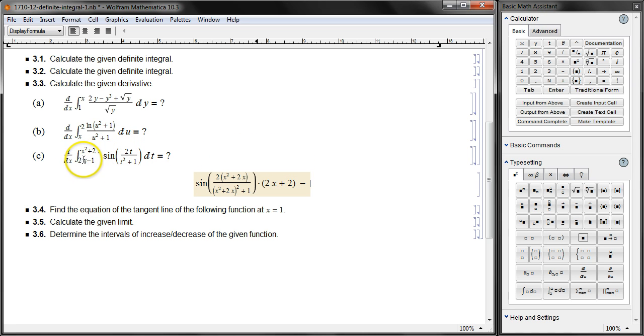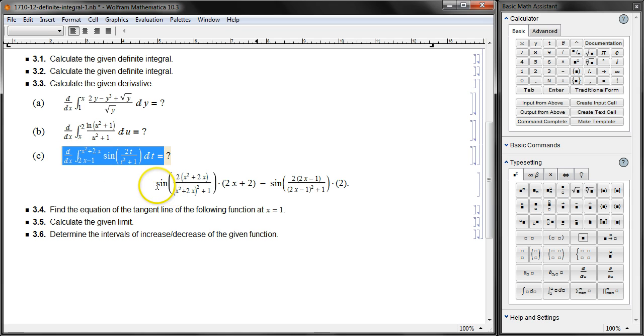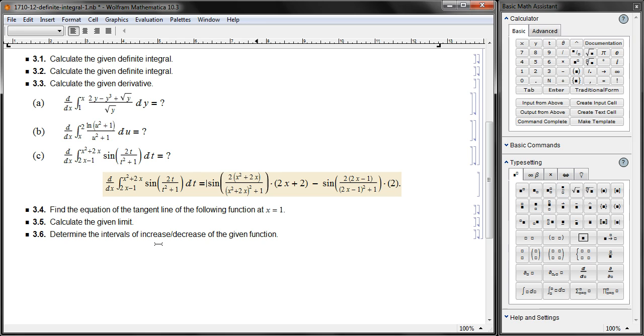Minus, now you have to plug in the bottom. So sine of 2t over t squared plus 1. That was it, wasn't it? But instead of t, I have to plug in 2x minus 1. So this is 2x minus 1. And then this should be 2x minus 1. Oops. Okay, now that's correct. That's not it. Not yet. You have to multiply the derivative of the inside. So that's going to be your derivative computation of this derivative of the integral.